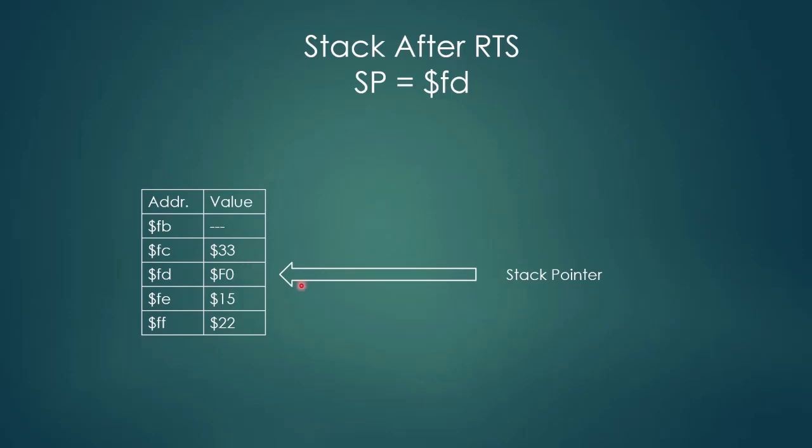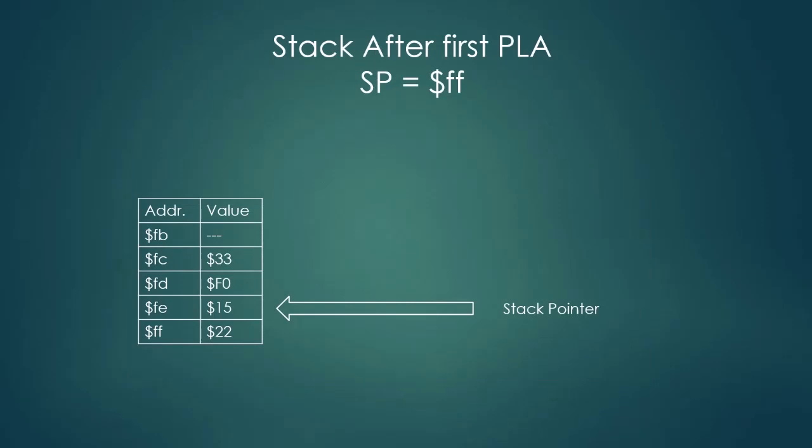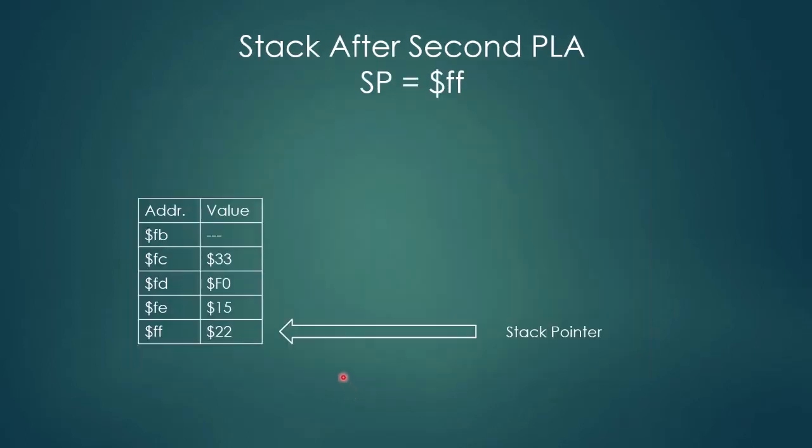So here's the stack situation after the return from the JSR. Now we've executed one of the PLAs, and this is the stack pointer after the first PLA. Now we're stepping past the second PLA, and this is the stack pointer after that. The stack pointer is back to its original value of FF, and the entire stack is once again available.